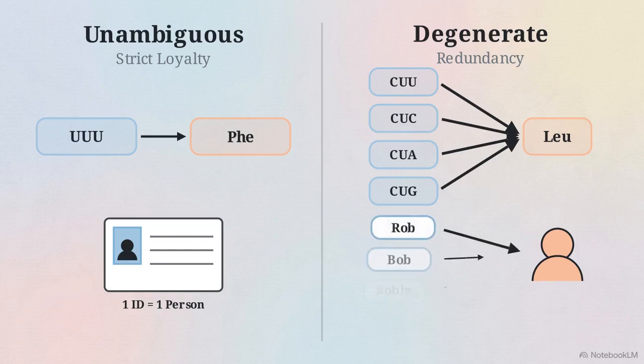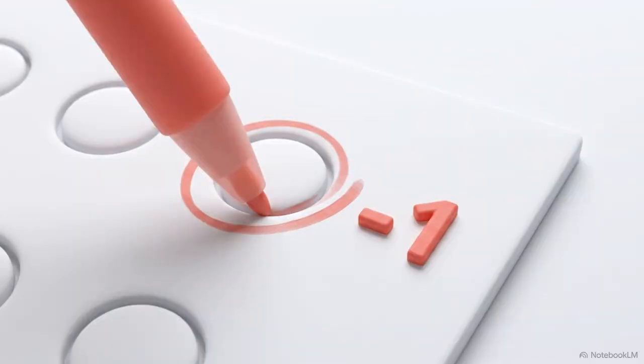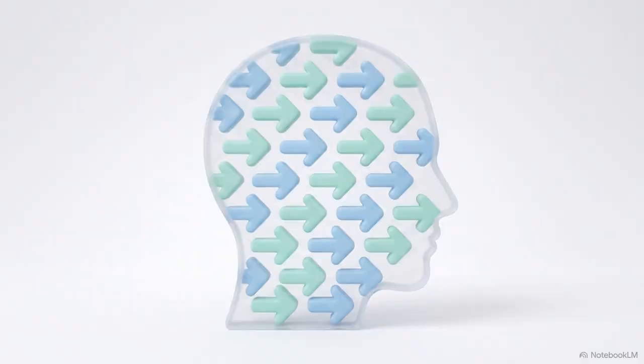Unambiguous is like a strict government ID. Degenerate is like having multiple nicknames for the same person. Reversing these 2 relationships is the most common way students trigger negative marking in exams. Keep the direction of the arrows clear in your head. The genetic code is read in a continuous, contiguous fashion. There are no commas, no spaces, and no punctuation marks between the codons.